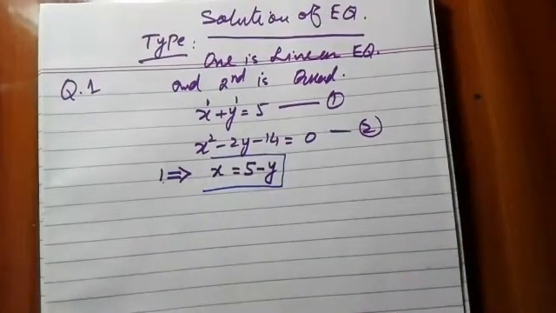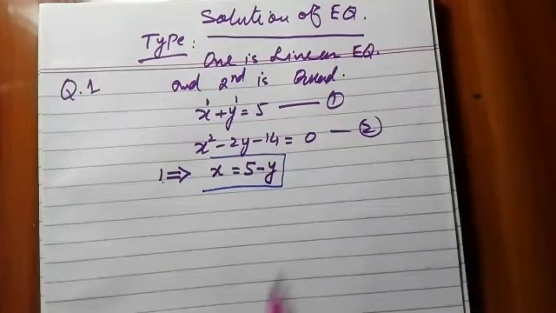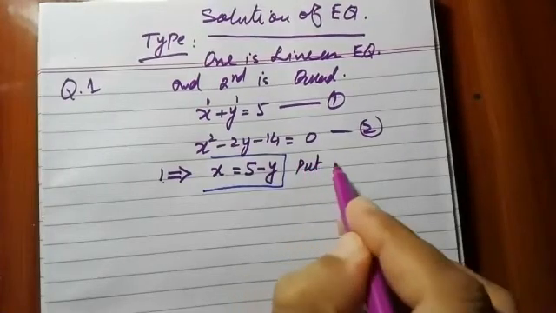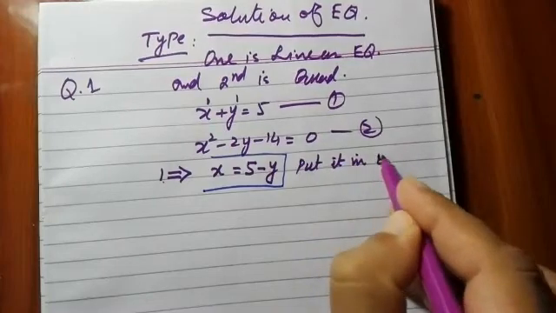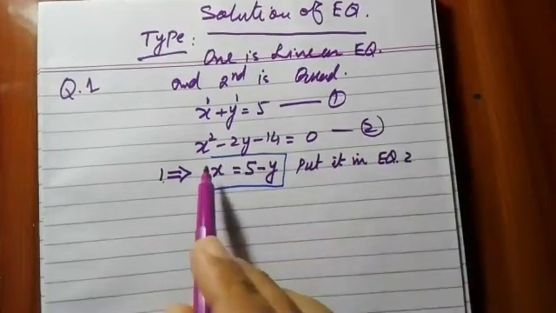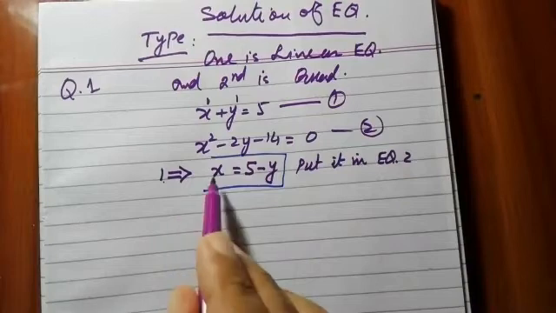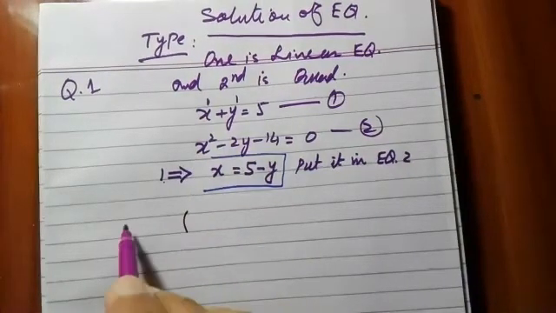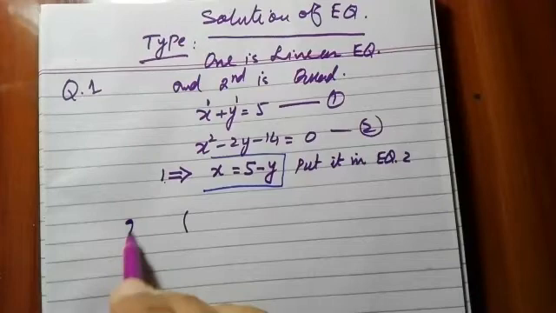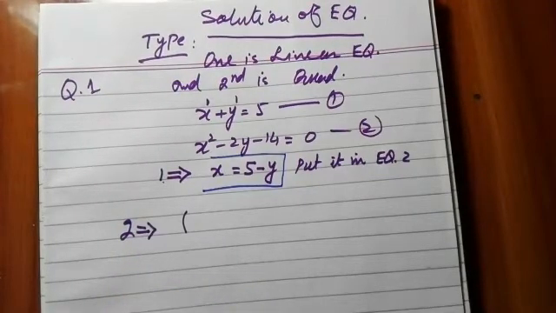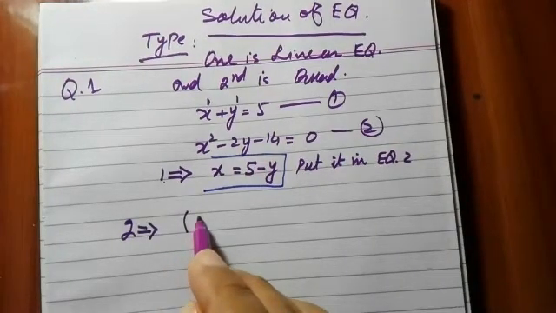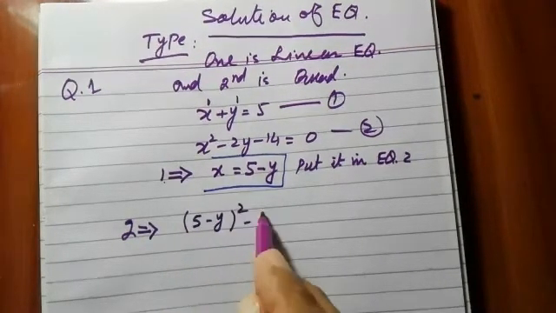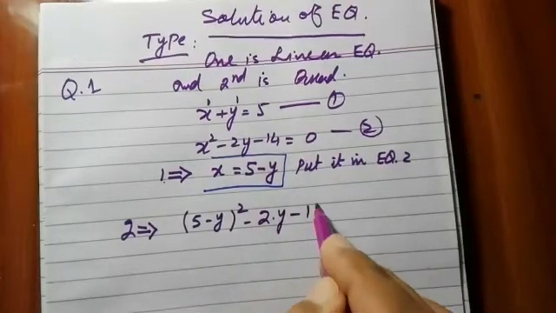So we will substitute this value into the second equation, equation number 2. Once we substitute, where there is x, we will put 5 minus y. Now I am working on equation number 2. For equation number 2, where there is x, I will write (5 minus y) whole square, plus 2 times y minus 14 equals to 0.